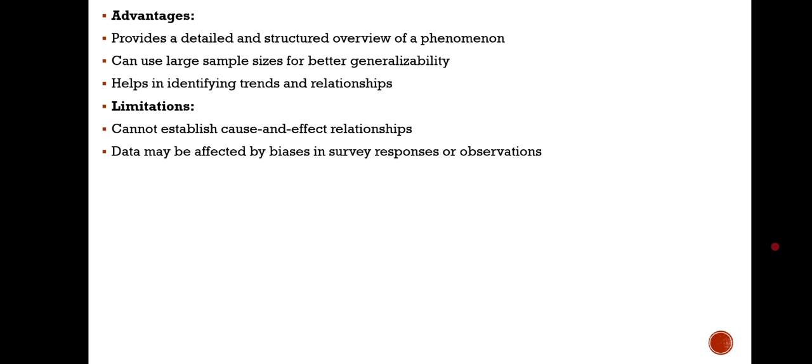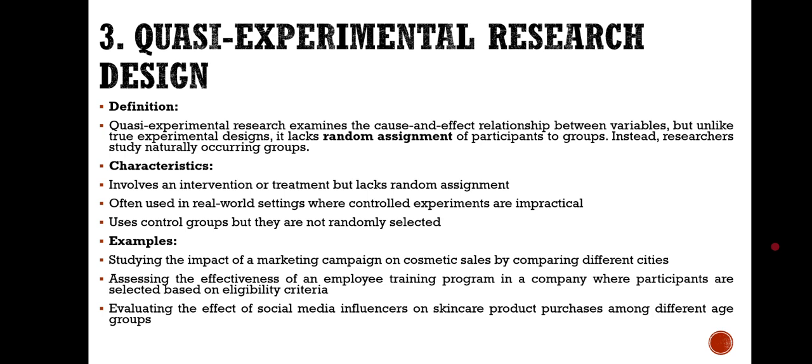So these are the advantages of descriptive research design. First, it provides a detailed and structured overview of a phenomenon. It can use a large sample size for better generalizability, and it also helps in identifying trends and relationships. These are the limitations of descriptive research design. First limitation, it cannot establish cause and effect relationship, and data may be affected by bias in survey responses or observation.